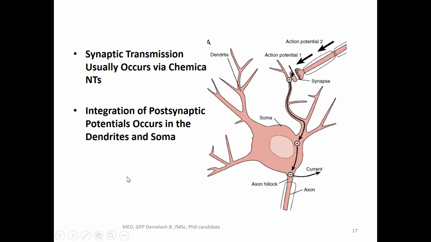So synaptic transmission usually occurs via channels of neurotransmitters. This is the action potential coming from the first neuron, then action potential 1 will release, then the synapse or the dendrites will receive the impulse and it will propagate, and the current will leave at the axon hillock and be propagated. So integration of postsynaptic potentials occurs in the dendrites and soma.